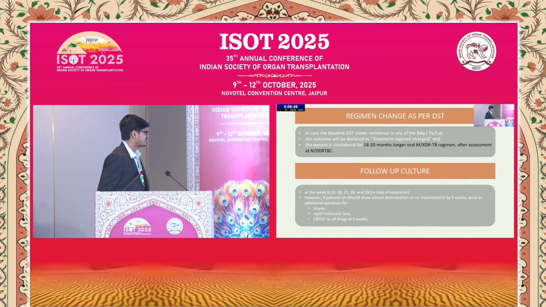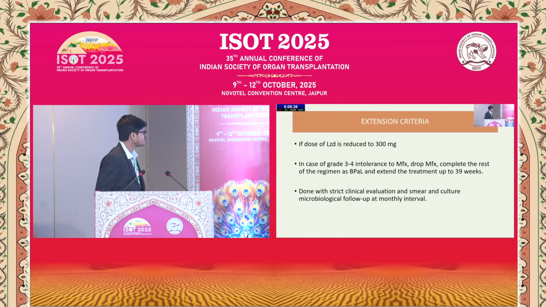Follow-up will be done at 9, 13, 18 weeks and so on. But if at 9 weeks of therapy the patient deteriorates or there is no improvement, we have to repeat the smear, repeat the molecular test and culture drug sensitivity to all drugs at 9 weeks. Extension from 26 to 39 weeks is required if the linezolid dose is reduced to 300 milligram.